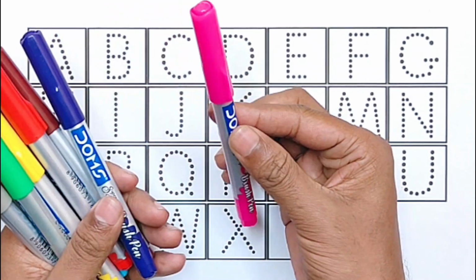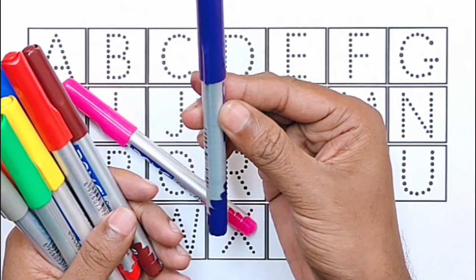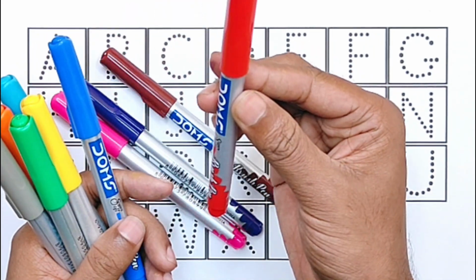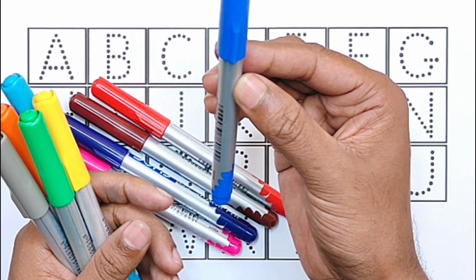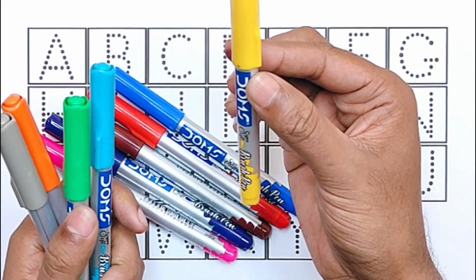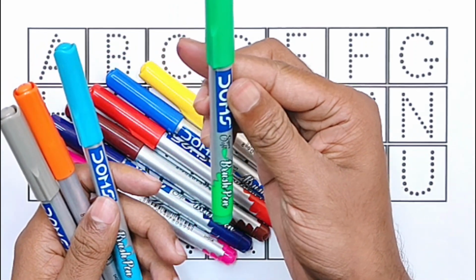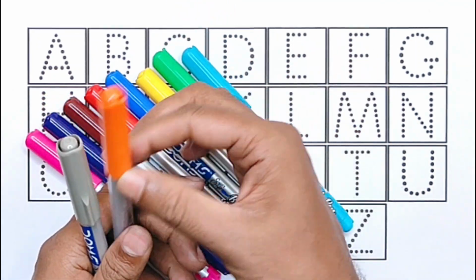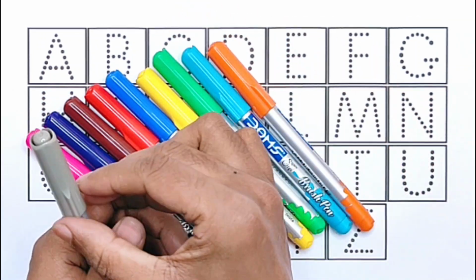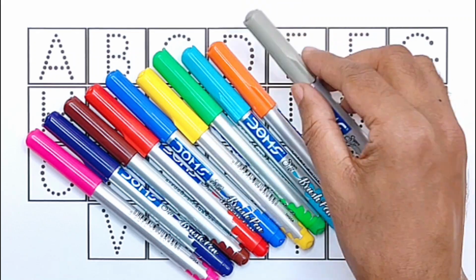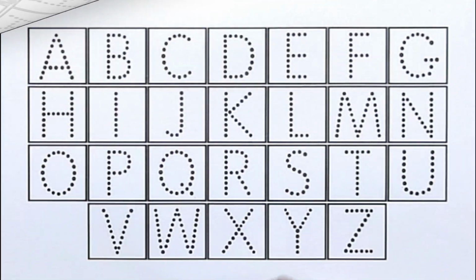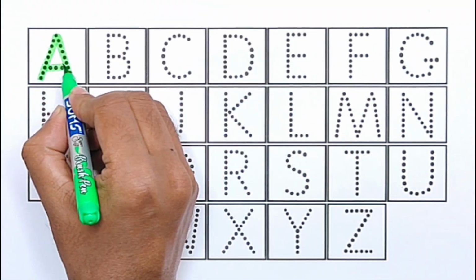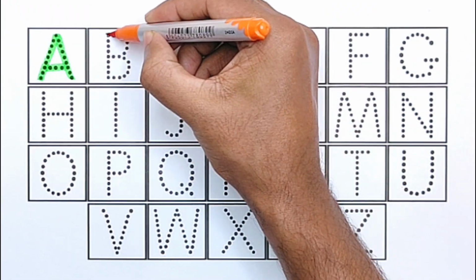Baba. Pink color, purple color, brown color, red color, blue color, yellow color, green color, sky blue color, orange color, gray color, light green color. A for apple, orange color.